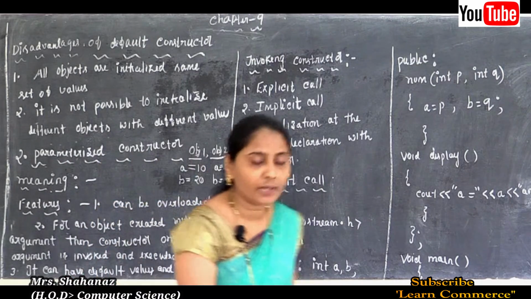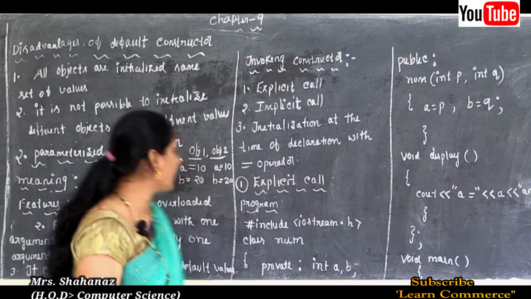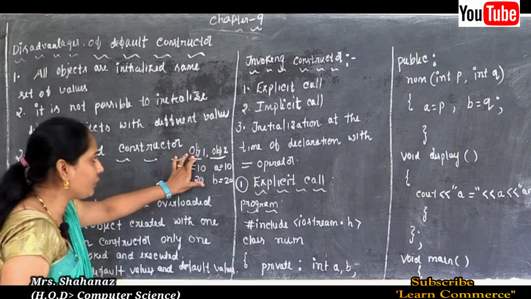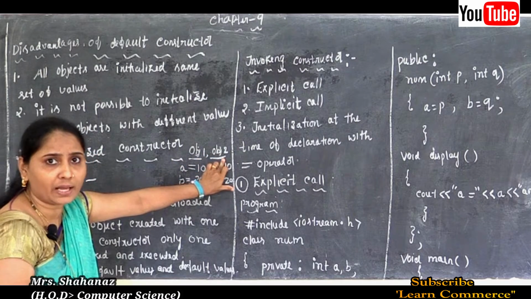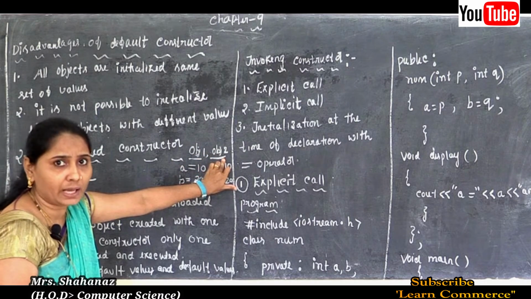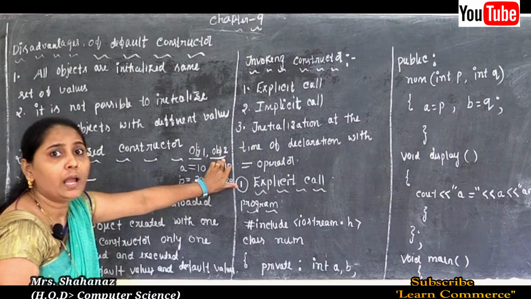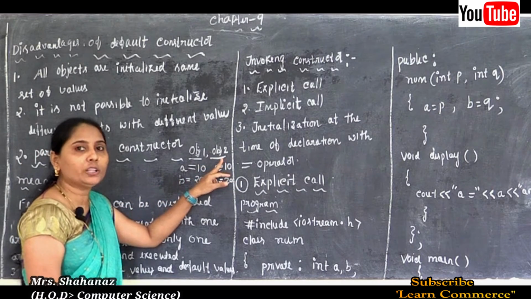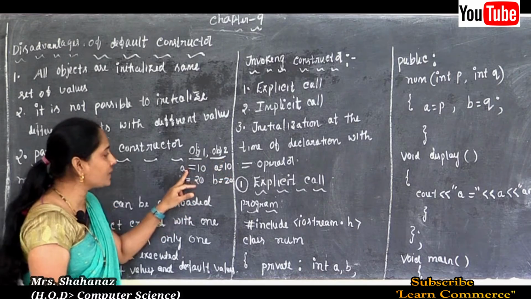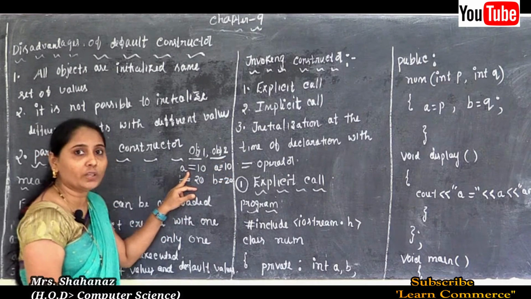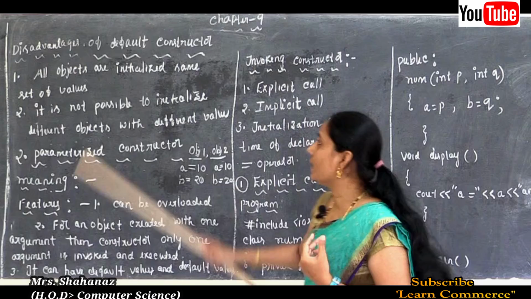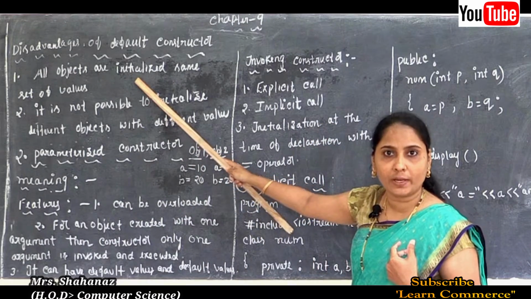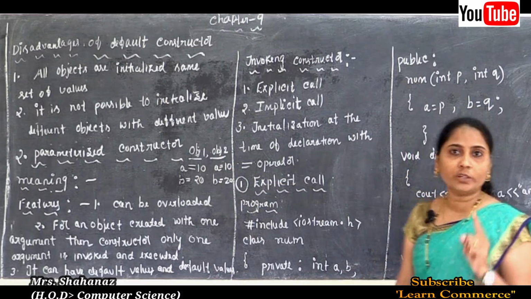So when many objects of the same class are created, like obj1 and obj2 in this example, all the objects created in the class are initialized with the same set of values by the default constructor. So this is the first disadvantage: we need to initialize the same set of values by using our default constructor.